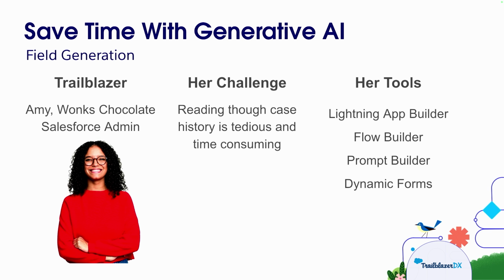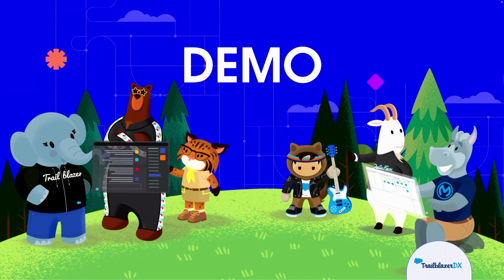It's very burdensome to look through all these cases when you're preparing to talk to a customer to figure out what's hot and what's not. So Amy's going to solve this. She's going to use Lightning App Builder and Dynamic Forms, along with Flow Builder and Prompt Builder, to build an experience that will save her users a ton of time and allow them to surface this escalated case and open case summary right in her record home.